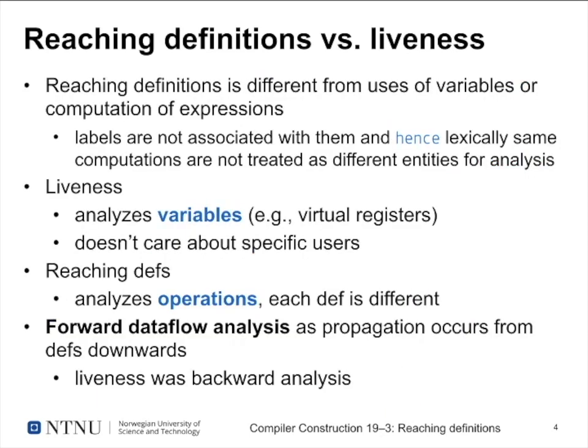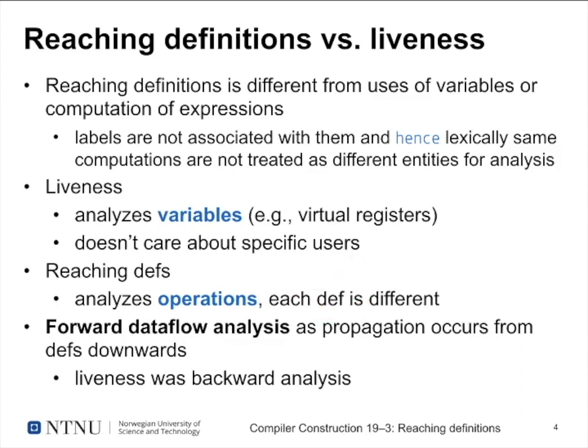Reaching definitions is different from the variable uses or the computation of expressions. Labels are not associated with reaching definitions, and lexically, some computations are not treated as different entities for the analysis. For liveness analysis, we are analyzing variables here, or in case of code generation, we would be analyzing virtual registers, and liveness doesn't actually care about specific uses of a variable. Reaching definitions, on the other hand, analyzes operations on variables. So we've seen each def is treated differently.